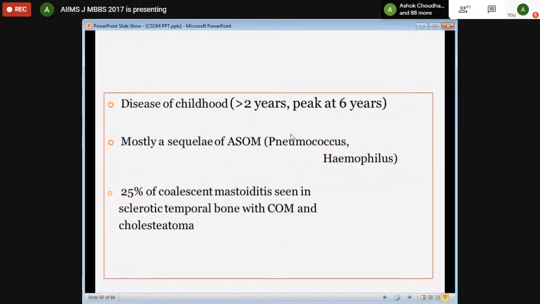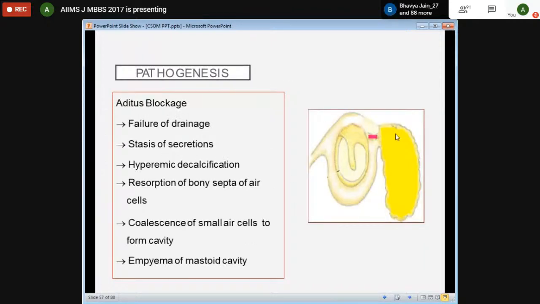It is basically seen in childhood. It is a disease of childhood, occurring more than 2 years and peaking at 6 years. It is the most common sequela of ASOM also. 25% of coalescent mastoiditis is seen in sclerotic temporal bone with CSOM and cholesteatoma. When this pus forms a single cavity, it is known as coalescent. Coalescent means that all the bony partitions have dissolved and a single cavity is formed. That is known as acute coalescent mastoiditis.